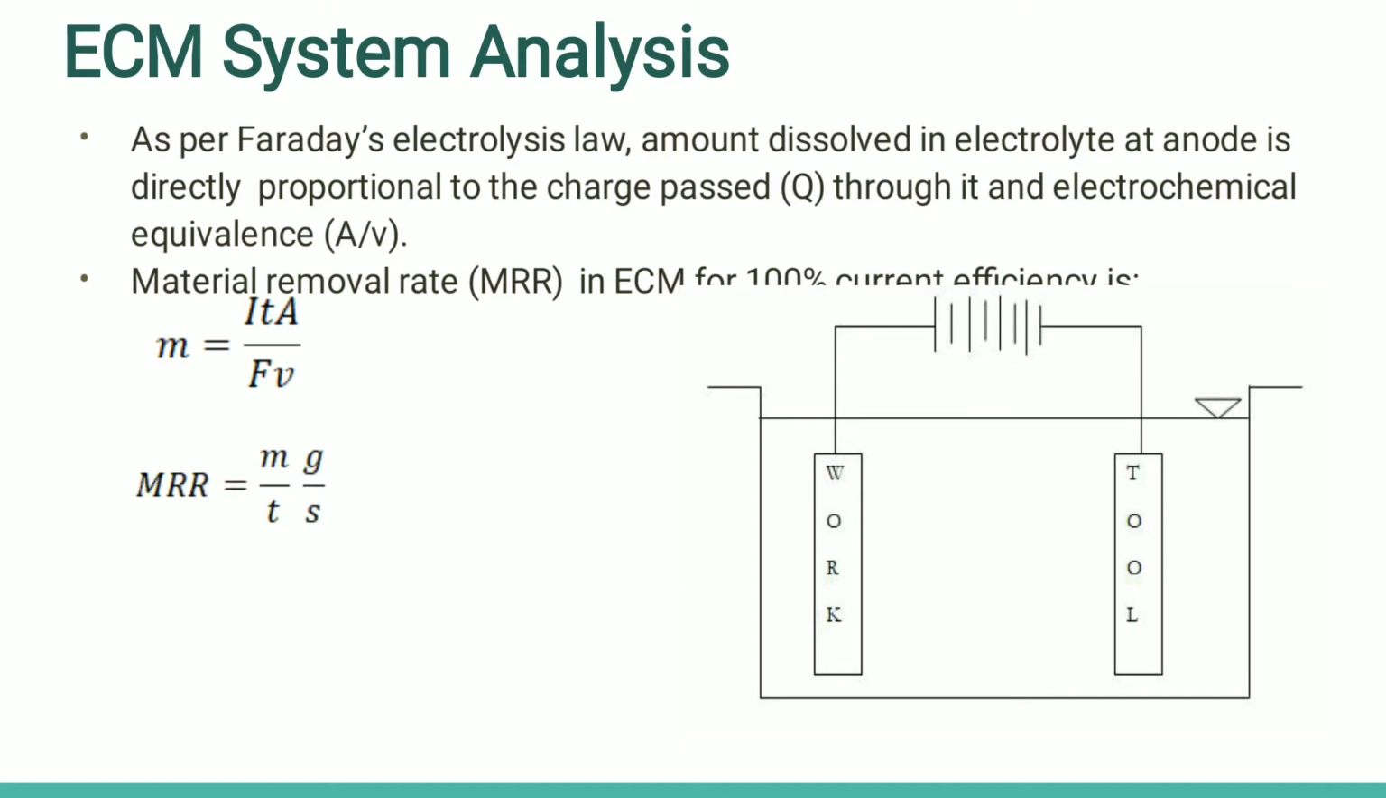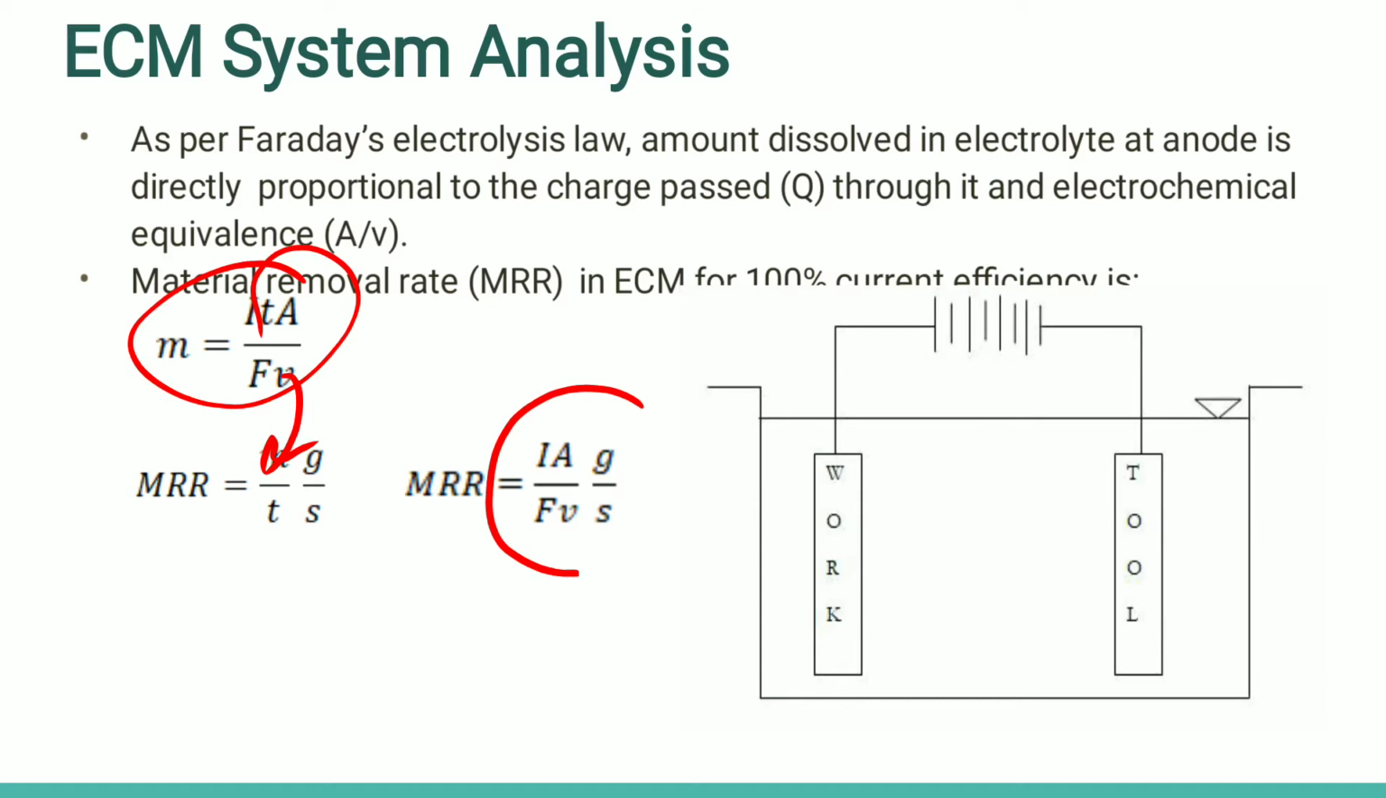Okay, so next, we have already discussed that MRR equals m by t, in gram per second. Next, I'm just putting the value of m over here. So the t will cancel out, and the final remaining will be I × A / (F × V), that is gram per second. Okay.